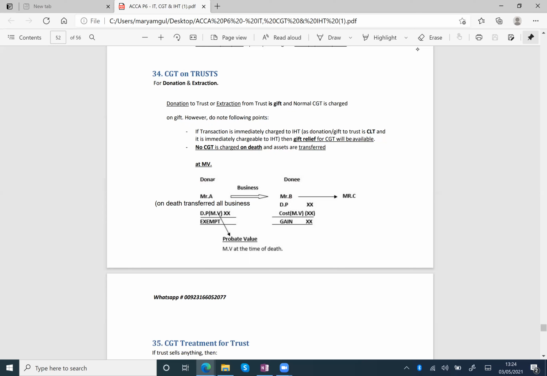Second, no CGT is charged on death and assets are transferred at market value, very important. This means when you transfer the assets at the time of your death. Death means death estate, as it is called from the IHT point of view. So in death estate, there is no CGT, only IHT is applicable. Whenever you give the asset in death estate, no CGT is payable, CGT exempt. CGT is applicable only on lifetime gifts, on PET and CLT. And the asset is transferred at market value.